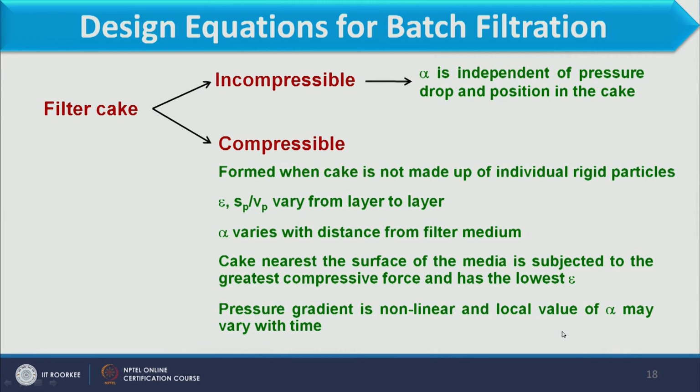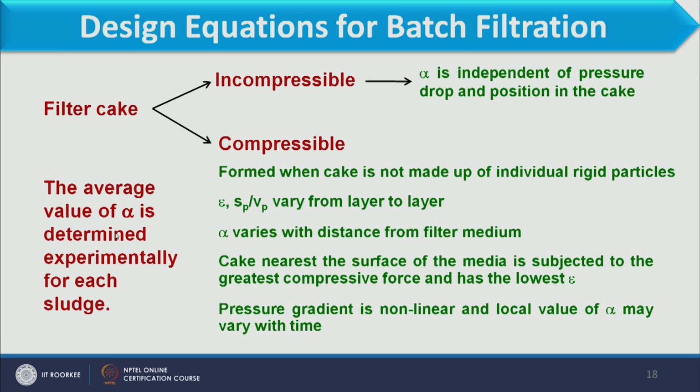Pressure gradient is not linear, and the local value of alpha may vary with time. So all these factors are considered when we are defining the compressible cake, and the average value of alpha is determined experimentally for each sludge. So here you see, for compressible and incompressible cake, alpha can be defined, but for compressible cake it is more complicated. For compressible cake, determination of the alpha value will be more difficult in comparison to incompressible cake.